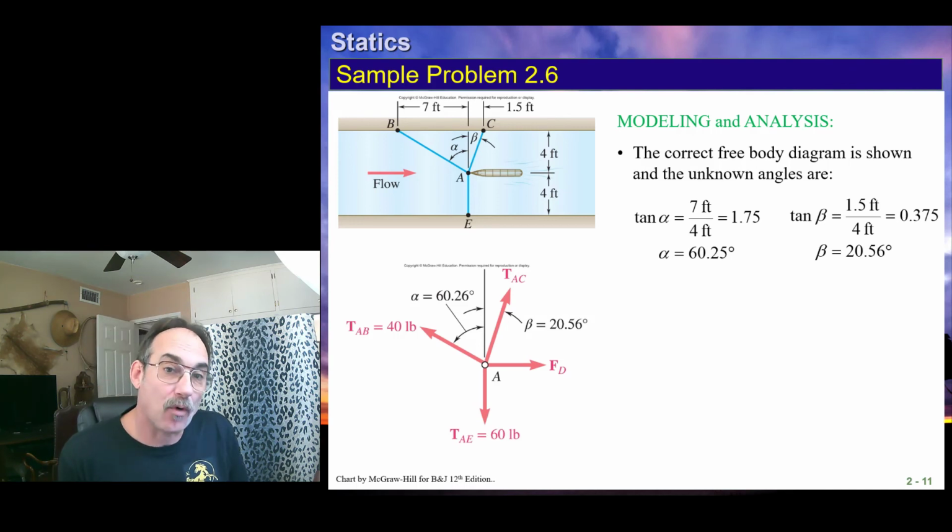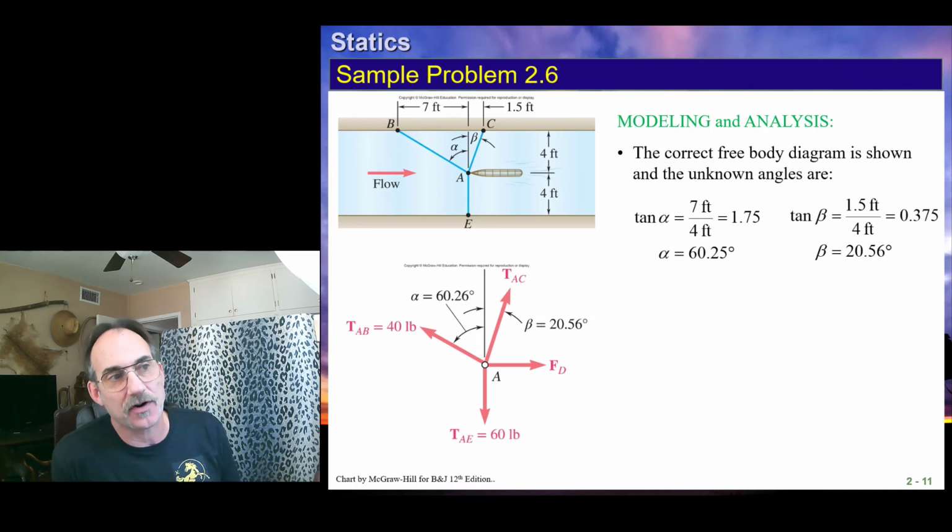That will have the same ratio as if we had converted it to inches first, because we'd have a 7 times 12 over a 4 times 12, same diff. So the tangent of the alpha is 1.75. We get the alpha of 60 degrees roughly and the beta of roughly 20 degrees. And then we can use those in our calculations.